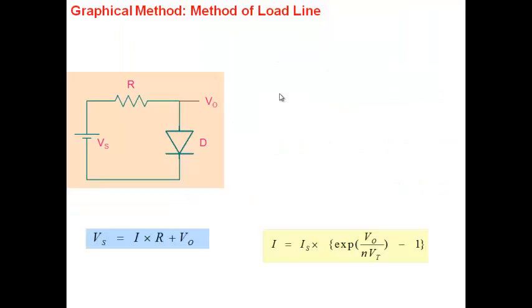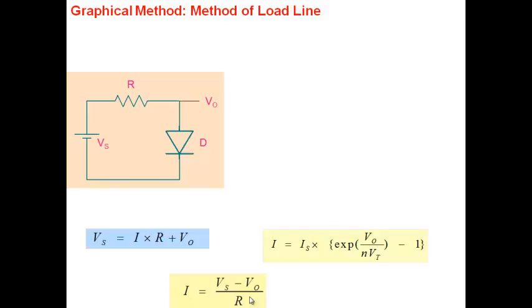The other method, which is interesting, is the graphical method. So we are talking about solving two equations. I have this equation here, same circuit. Vs is IR plus V0, and I equal to Is here. These two equations are here, and I want to solve them by graphical method. So the first thing I do is take this equation that you see here and write it in terms of I: I equal to Vs minus V0 by R. So I write it like this. Now I have two equations: a diode equation, and I equal to Vs minus V0 by R.